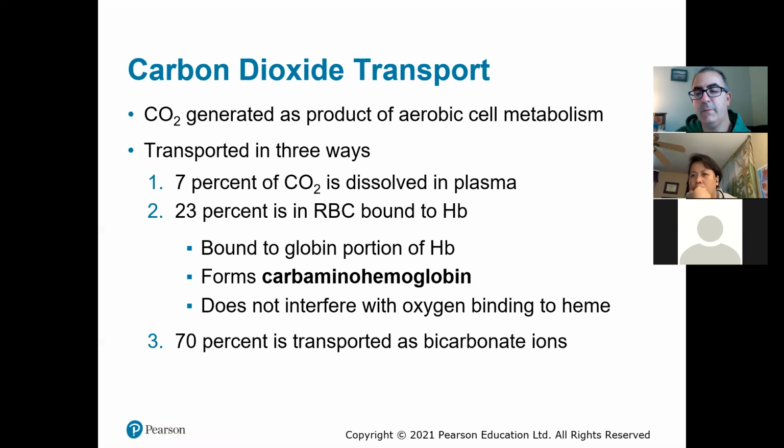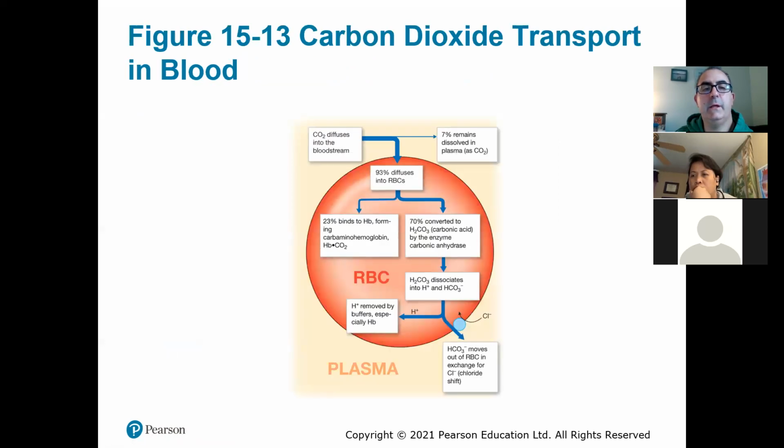The bulk of the carbon dioxide, which is being produced by all your cells and gets into your blood, is actually converted to carbonic acid by an enzyme, right? And it serves to buffer the pH of your blood. Okay, so this is carbon dioxide. It's diffusing into your bloodstream, right? You've got carbon dioxide being made by the tissues. It gets into your bloodstream.